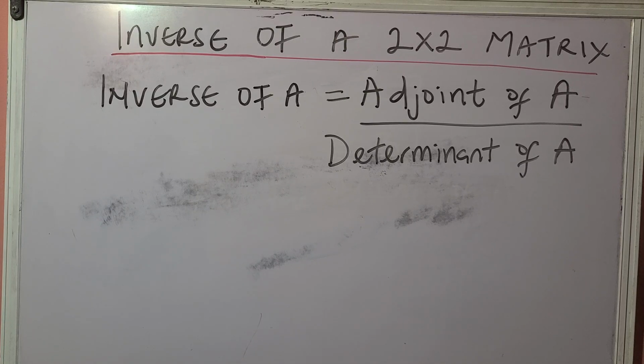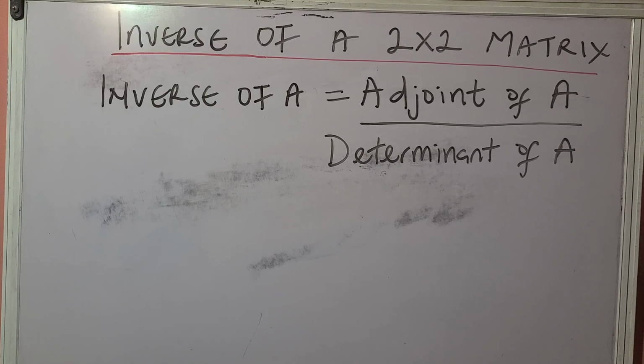All right, let's talk about the inverse of a 2 by 2 matrix. Generally, when trying to find the inverse of a matrix, the inverse of any matrix is always given as the adjoint of that matrix over the determinant of the same matrix. So the formula for the inverse of a matrix is always going to be adjoint over determinant.